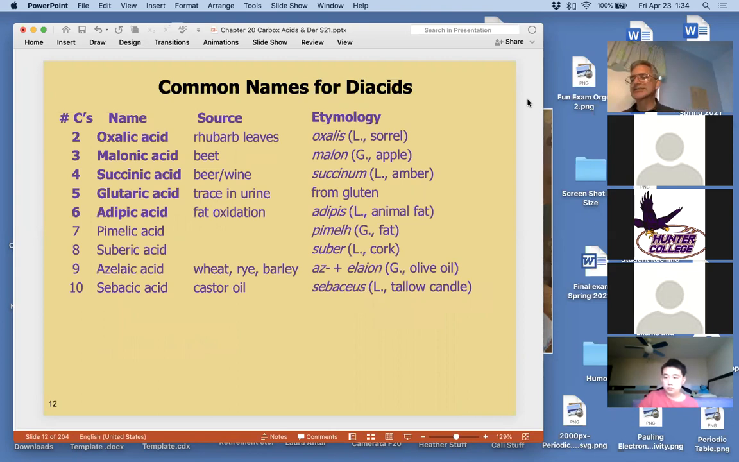Okay, diacids are also important. Dicarboxylic acids have one carboxylic acid on either end of the main chain. 2 carbons, that's no carbons in between the carbonyls, is oxalic acid. The name comes from the sorrel plant, if you're interested in the etymology. I love the etymology of language.